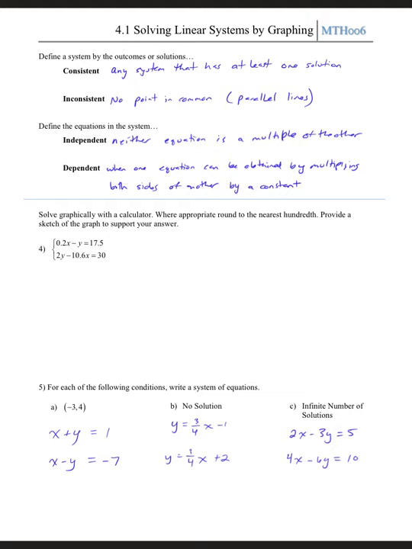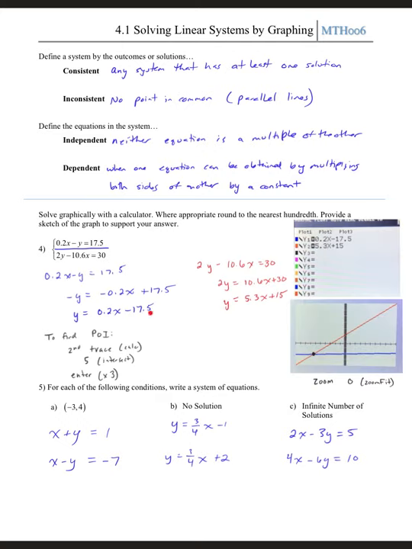Now, example 4, the last example that we have here. Solve graphically with a calculator. Where appropriate, round to the nearest hundredth, provide a sketch of the graph to support your answer. Now, we're not going to be graphing these by hand, which is why it tells us to use a calculator because of the numbers that we are being given. So what you're going to do first is solve both of these equations for y, and then we're going to supplement using our calculator. So go ahead and solve them both for y to start.